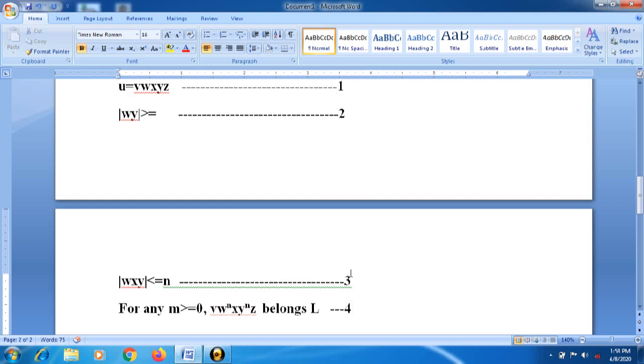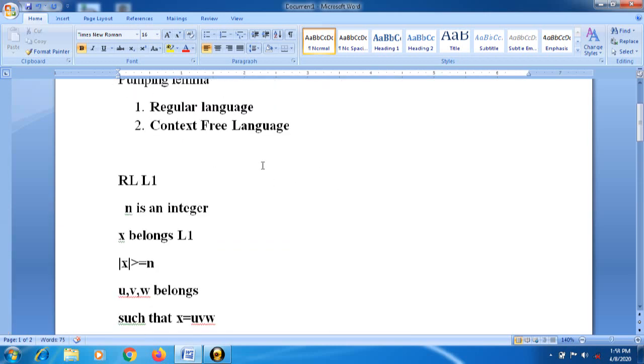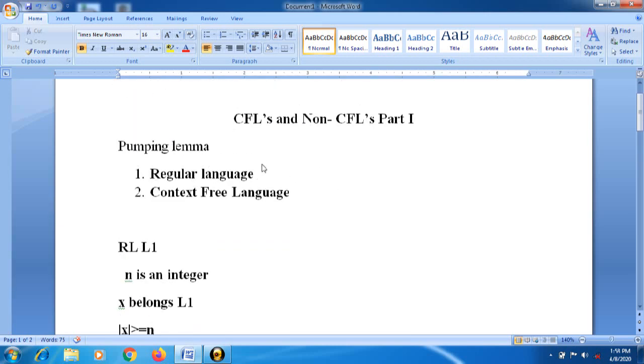We can find a CFG in Chomsky normal form that generates L is equal to the set of null strings. If we let P be the number of variables in the given grammar and N is equal to 2 raised to P plus 1, the result is an immediate consequence of the theorem. So this is nothing but the proof of regular language and context free language with the help of the pumping lemma.